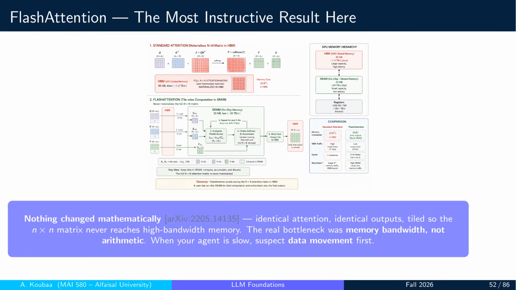Not the arithmetic. It was memory bandwidth, moving data. The flops were never the constraint. This lesson goes far beyond attention. A theoretical operation count is not the whole performance story. Data movement and hardware layout matter, often more. So here is the practical rule for your project, written at the bottom of the slide. When your agent is slow, suspect data movement first.